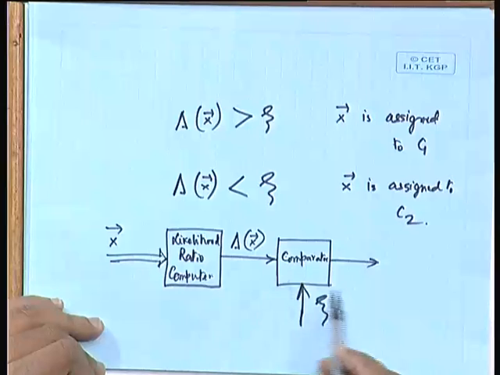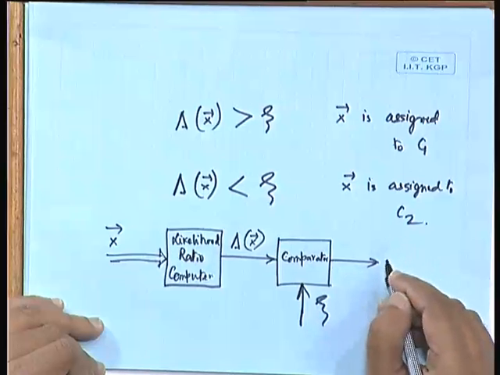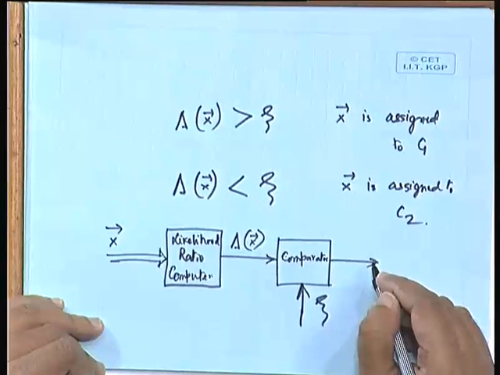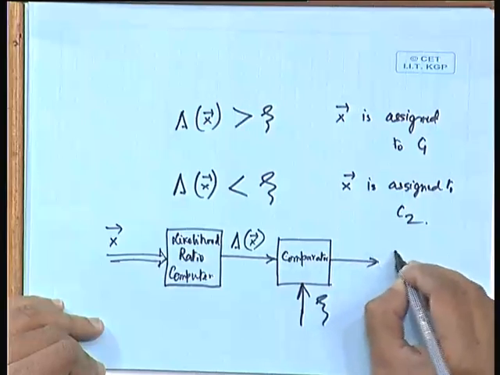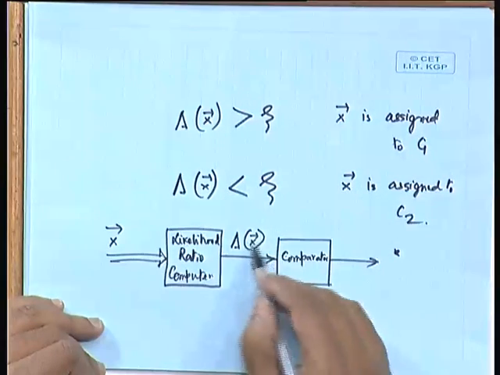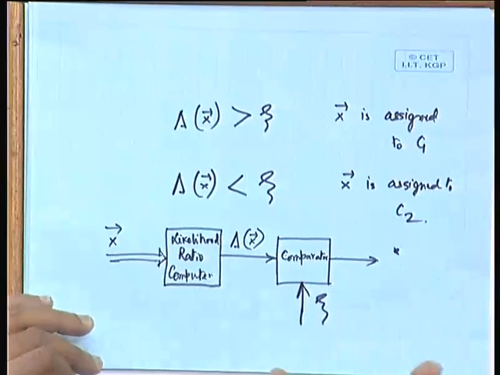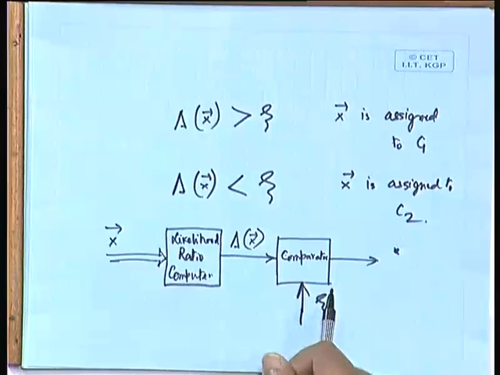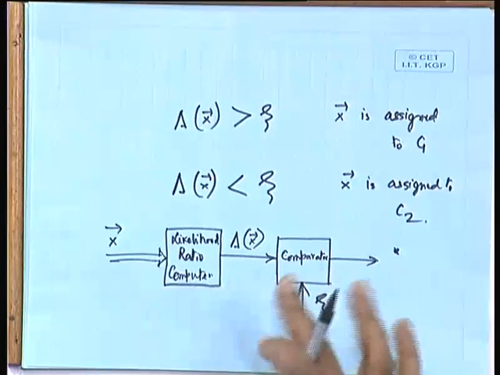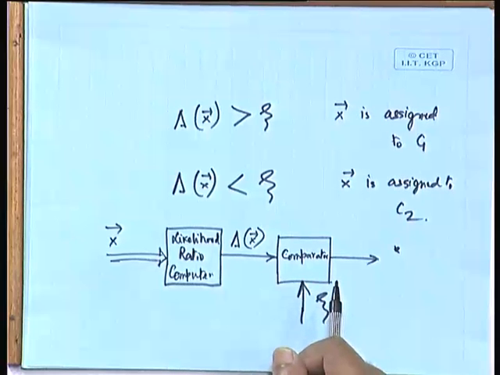Okay. So, lambda x will be compared with xi, and in that case we will be assigning the x vector to the class C1. It will be assigned to class C1 if lambda x is greater than xi, or otherwise it will be assigned to class C2. Now, this is the simple way of computing the likelihood ratio, simply looking at the ratio of the probability density functions.